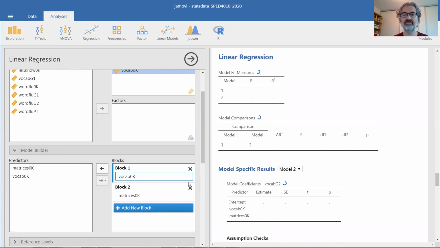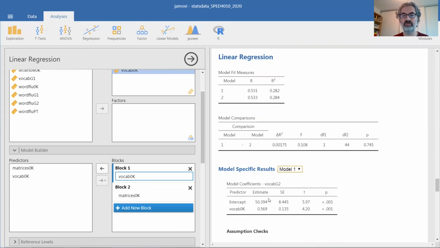accordingly. So now I have the same variables, so my model 2 is identical, but my model 1 is not the same, and the differences are not the same. Model 1 now has only vocabulary entered as block 1. So in the first step, I am predicting vocabulary in grade 2 from vocabulary in kindergarten. That is a statistically significant prediction and accounts for 28.2% of variance in the dependent variable. So that is model 1.